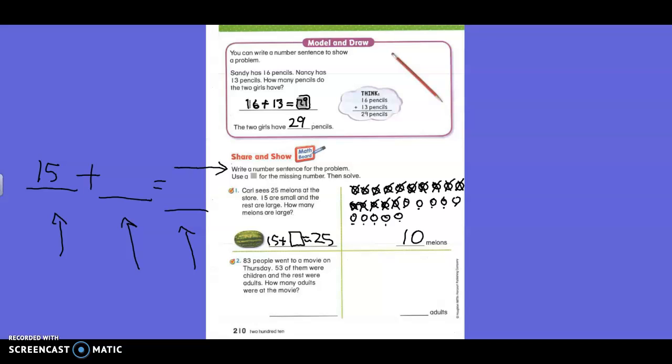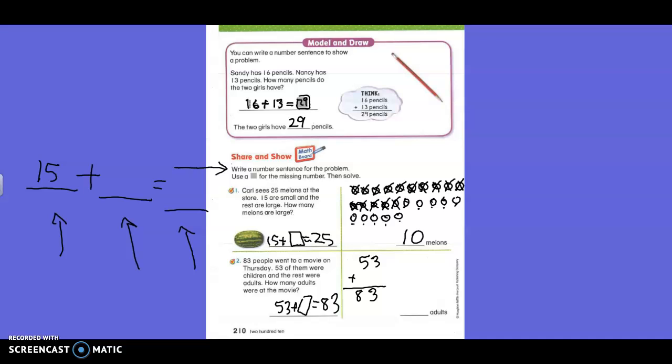Okay? You can do the next 4 with your partner. Okay. If 83 is the most, 83 is going to be your answer, right? Okay, 53 of them were children, and the rest were adults. We are trying to find how many adults there were. We don't know how many adults. Okay, I would not draw 83 circles. 25 was a lot. 83 is too many. Okay? So what I would do is I would do 53 plus, we don't know, equals 83.